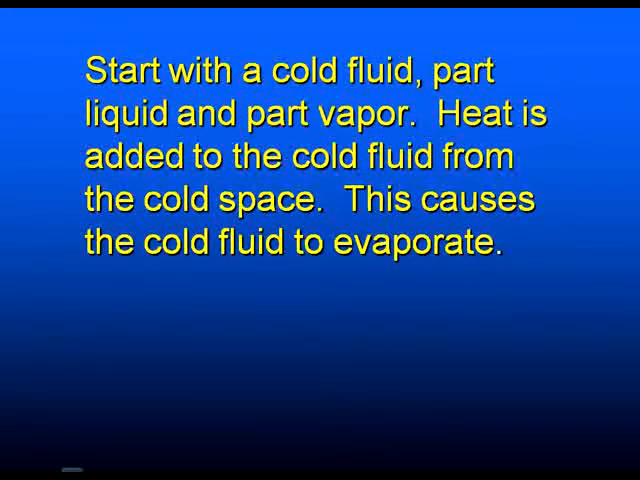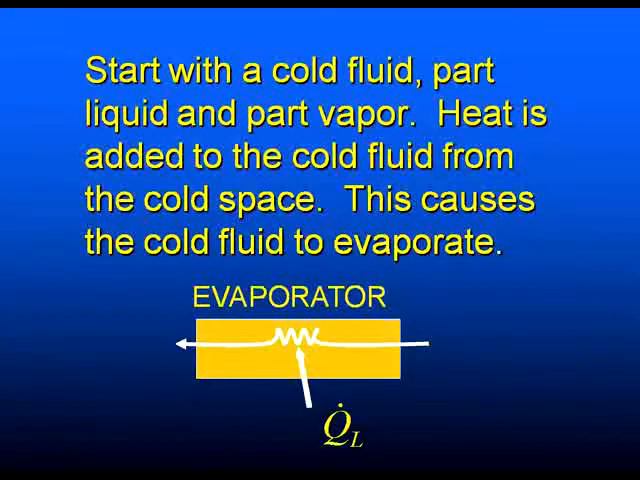Let's start with a cold fluid that's part liquid and part vapor, and we'll arrive at how we come up with this fluid later. But let's suppose we have a part liquid, part vapor cold fluid, and we add heat to this cold fluid from a cold space. So we take a low temperature cold space and we'll bring QL in from it and add it to this working fluid. It comes in as a mixture, and the working fluid comes out as a complete vapor, and so we call this an evaporator. We evaporate it the rest of the way.